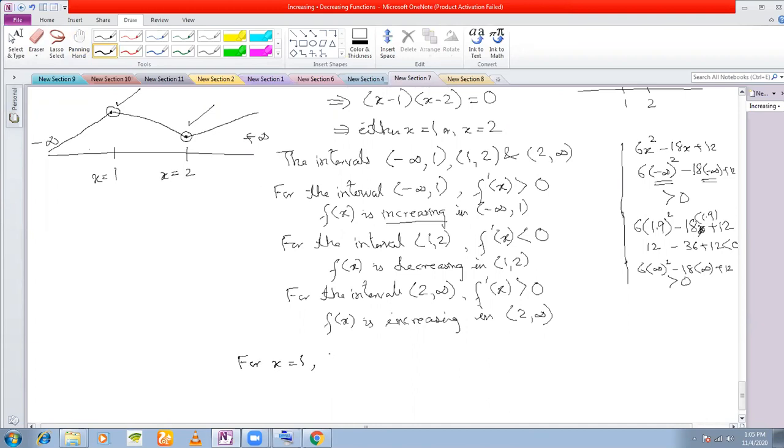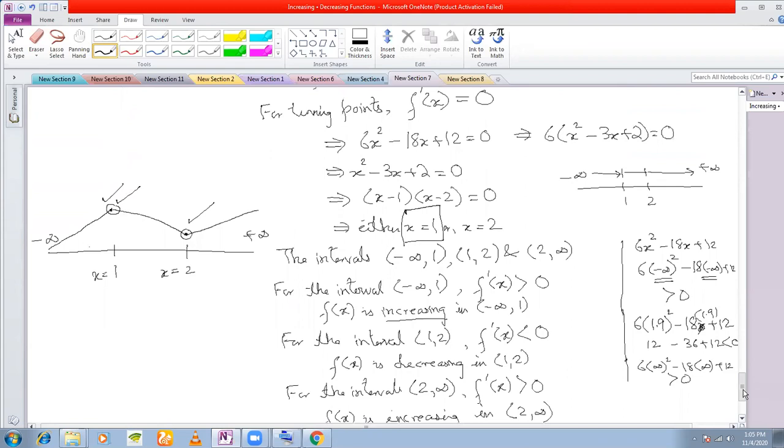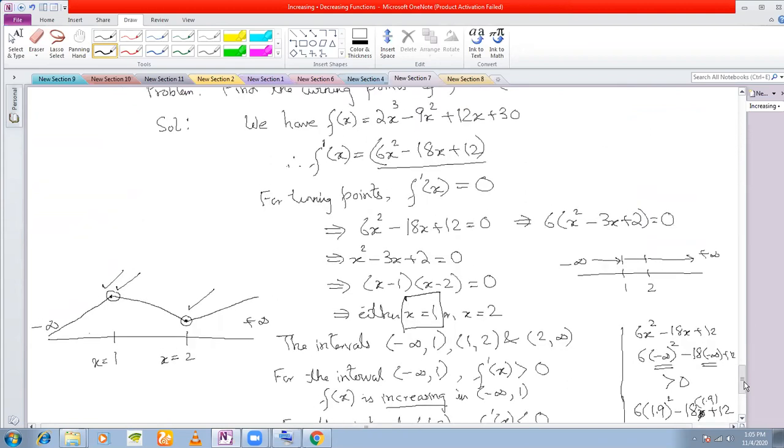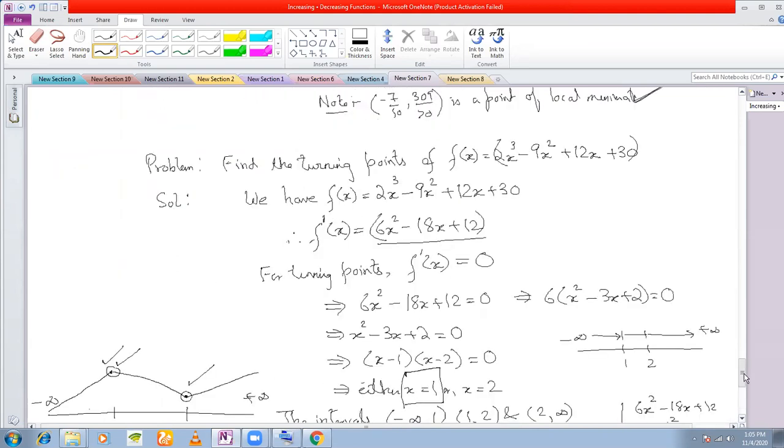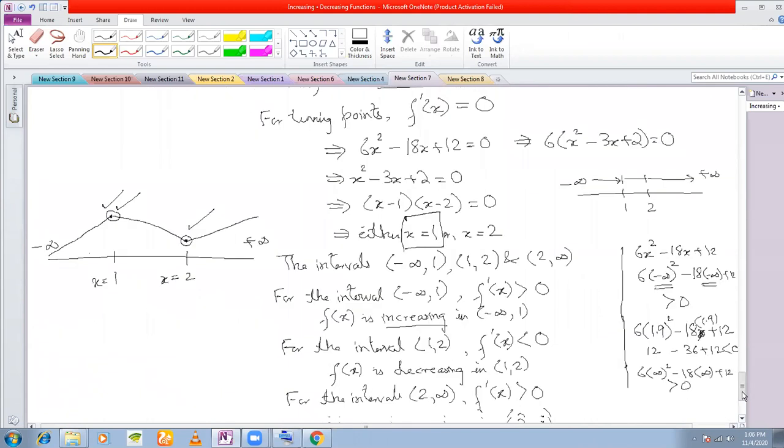For the time being, we only need to determine the turning point. So we've got the x coordinate of this turning point, x is equal to 1. We need to determine the y coordinate. So you put in the function f(1). What is f(x)? 2x cube minus 9x square plus 12x plus 30.